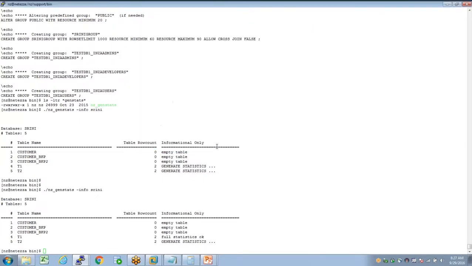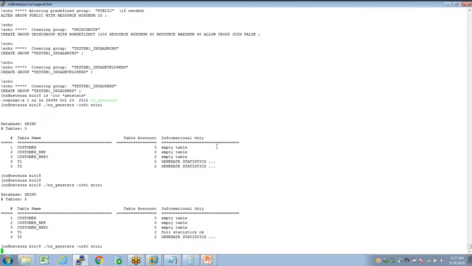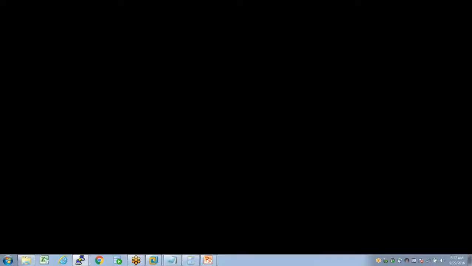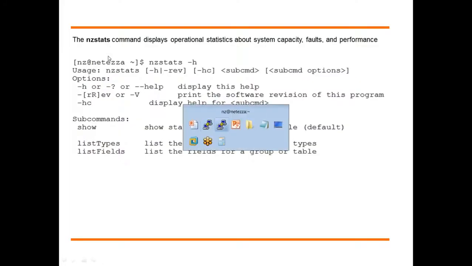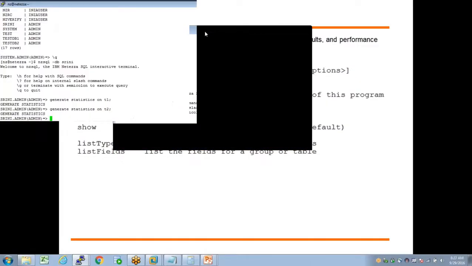Like that. We can run it for the entire database in one shot by just saying ng_gen_stats followed by the database name. What I'm talking about here is operational stats. What are these operational stats?